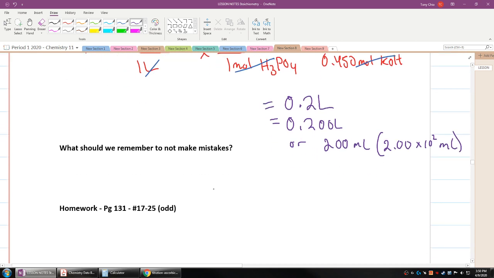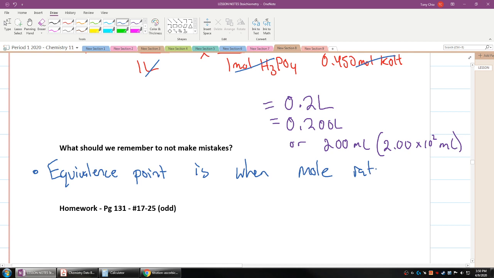Now, what are some things we should remember so we don't make mistakes? The biggest thing we need to know is the equivalence point. Equivalence point is when the mole ratio is met, not concentration. As long as you know that once the equivalence point is met, you could use the mole ratio to help you solve. It just means doing your standard stoichiometric calculations.